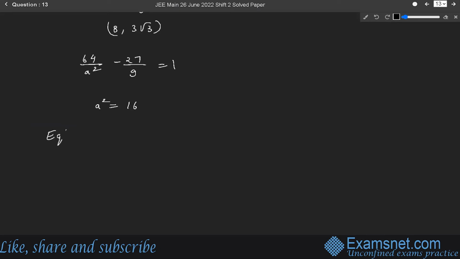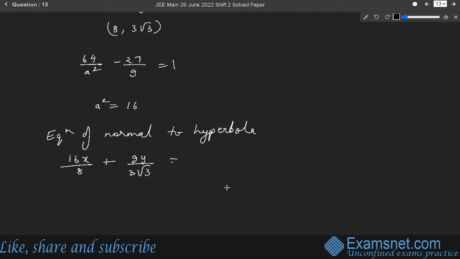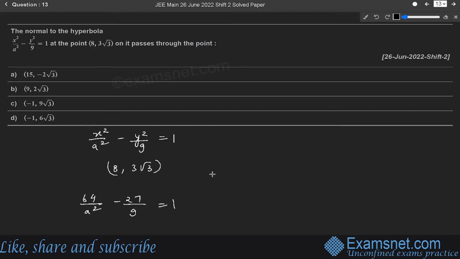Now, the equation of the normal to the hyperbola will be 16x upon 8 plus 9y upon 3 root 3 is equal to 16 plus 9. So 2x plus root 3 y is equal to 25. Let this be equation number 1. Now, the point which satisfies this equation is (minus 1, 9 root 3). So we can say that this is the point which it is passing through. So we can say that the correct option is option C here.